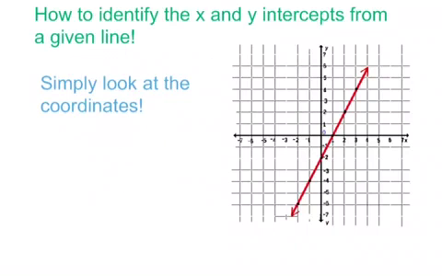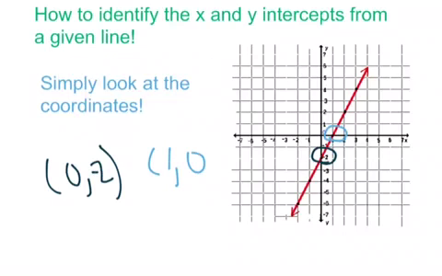Okay, so now let's take a look at a graph and see if we can figure out what the x and y intercepts are just from simply looking at the graph. If we look at our first point right here, that coordinate is going to be 0, negative 2. Then let's look at the other point right here. That's going to be 1, 0. So when we look at our x and y intercepts, this straight line hits the y-axis at negative 2. So our y-intercept is going to be negative 2. It hits the x-axis at a positive 1.